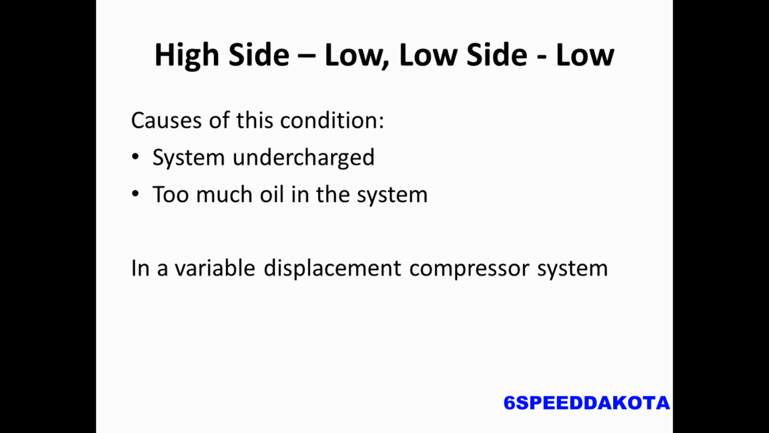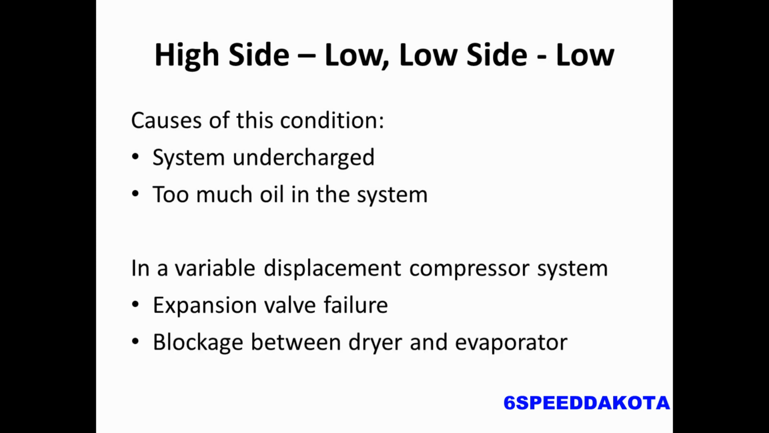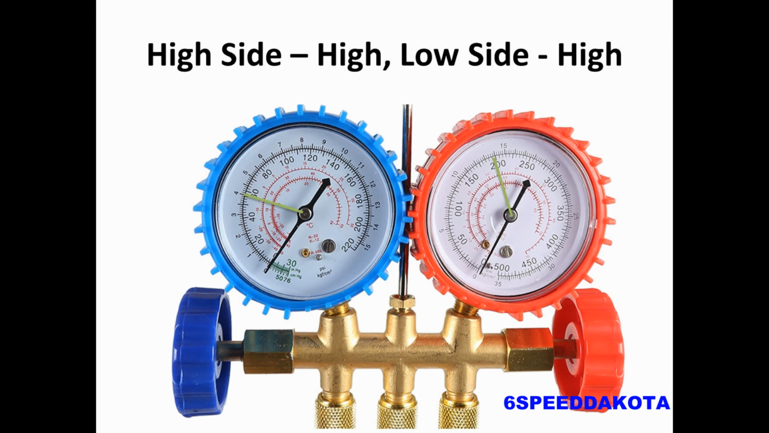So in a variable displacement compressor system, which has basically a way of increasing the volume output of the compressor to increase engine drive efficiency, we could have an expansion valve failure, or we could have a blockage between the dryer and the evaporator.